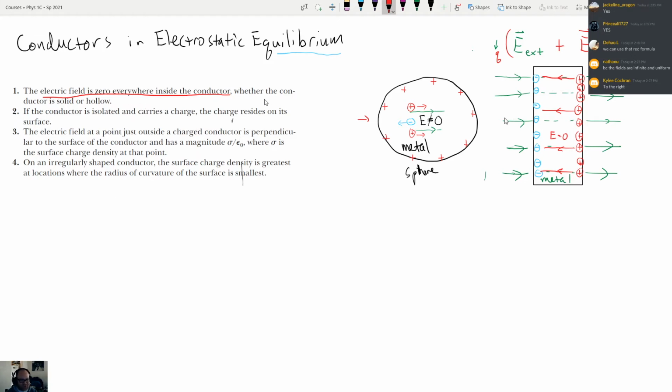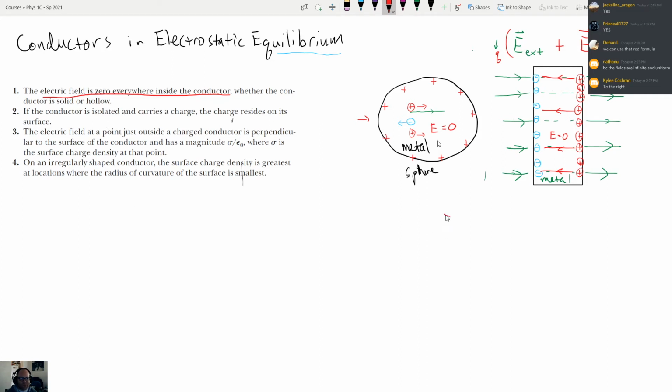Whether the conductor is solid or hollow, what does that mean? Well, I don't know if this is confusing here, but we made this assumption that the electric field was not 0, and it led to a contradiction, because if it wasn't 0, the charges would be moving, so it wouldn't be in equilibrium. So in reality, the field inside of here is also 0. Okay. Solid or hollow, what does that mean?